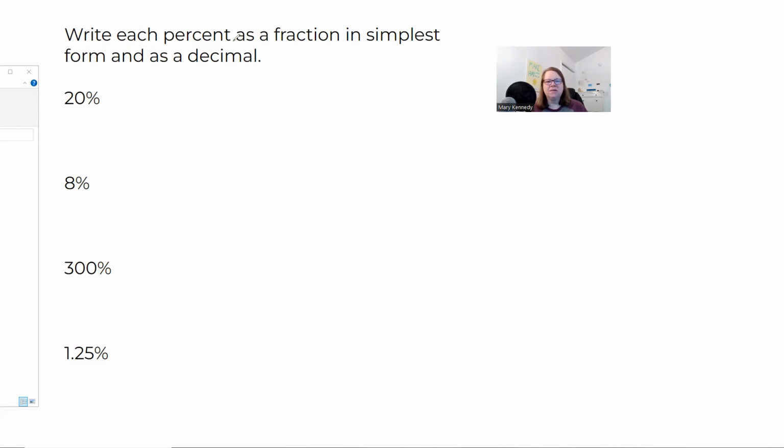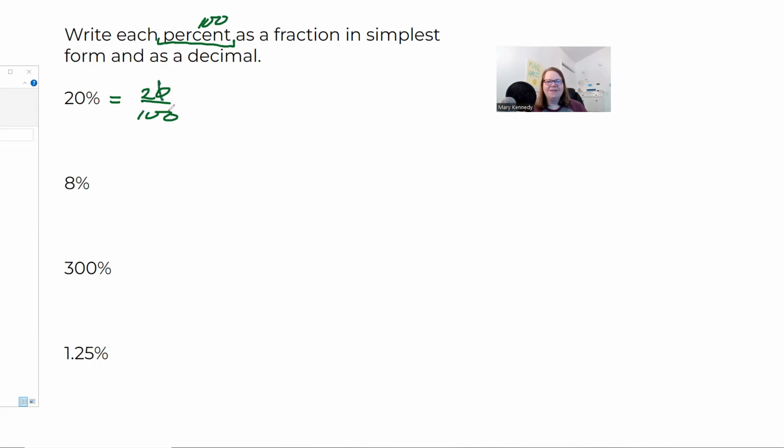So percent, I want you to think about that word just means per 100. Cent is 100, right? Or 1/100th is the value of a cent, of a penny. It takes 100 of them to make $1. So there's a definite connection there. So 20% is 20 out of 100. Now, that's not in simplest form yet, but it very quickly puts it into fraction form, which is super nice.